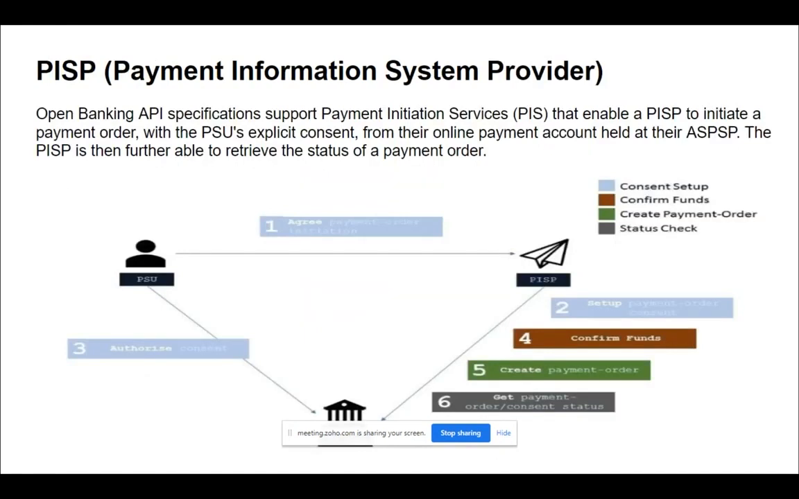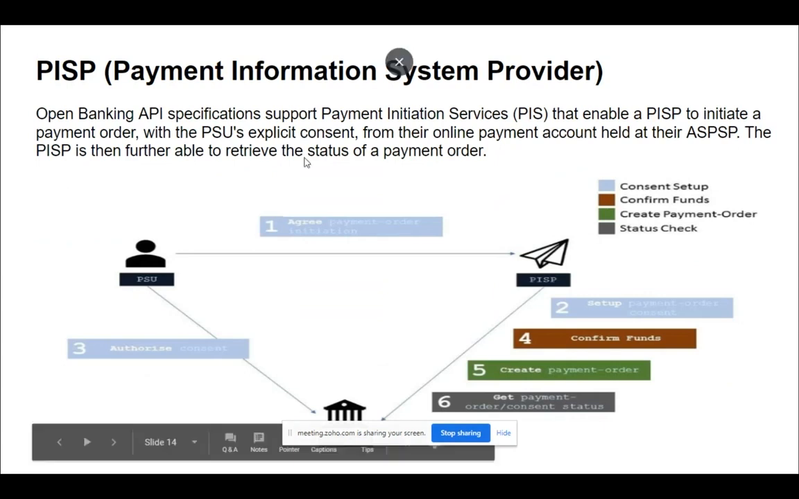PISP is a payment initiation service provider. Basically, you can initiate the payment, either an international payment or a domestic payment. Here also you have to create the consent for your payment.